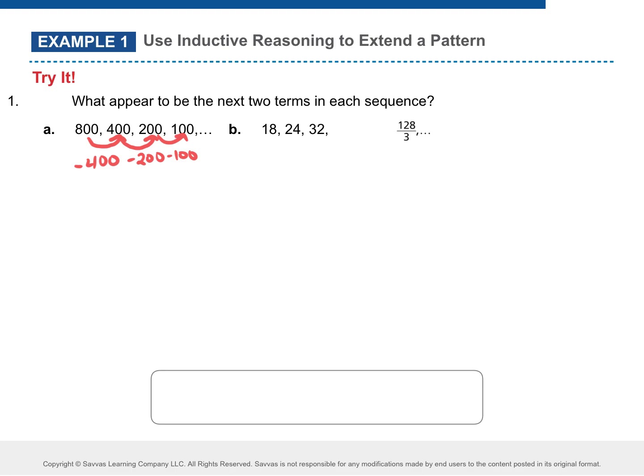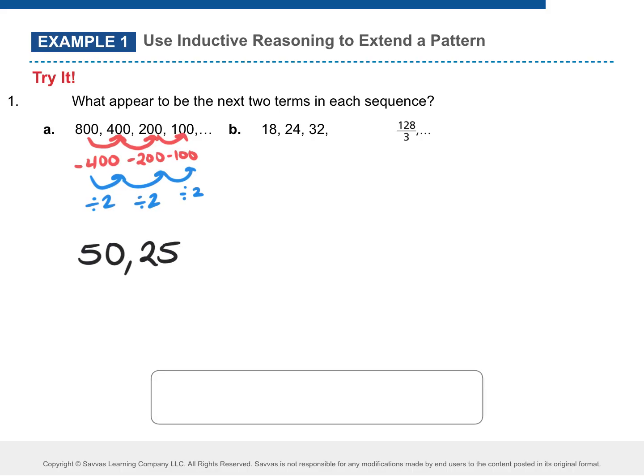You're dividing by 2. Right. So the easier way to say this would probably be to divide by 2, but both of those conjectures would work. Or someone said multiply by 1/2. That would work too. So what would my next two terms be if I continue to divide by 2? 50 and 25.